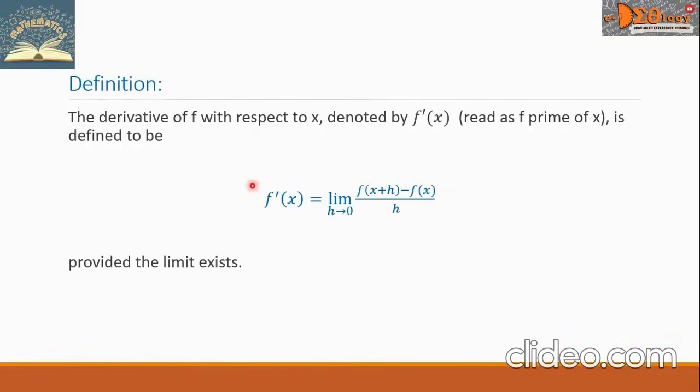Let us have a formal definition. The derivative of f with respect to x, denoted by f prime of x, is defined to be this formula: f prime of x equals the limit of f of x plus h minus f of x, all over h, as h approaches 0, provided the limit exists.